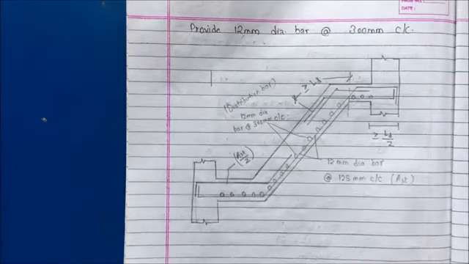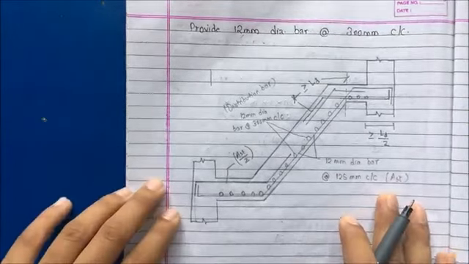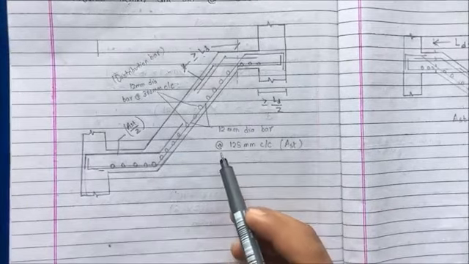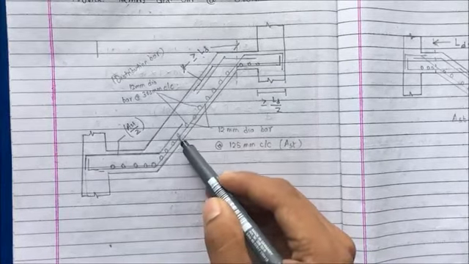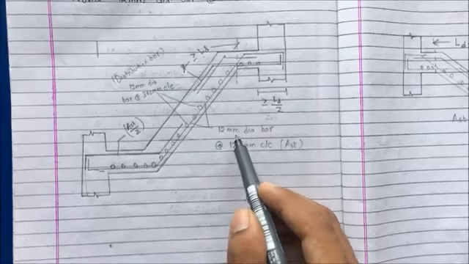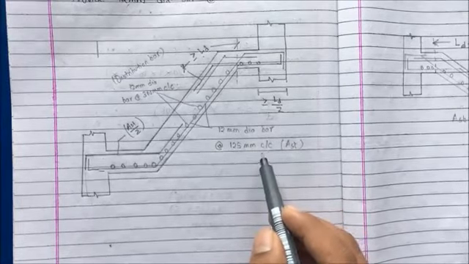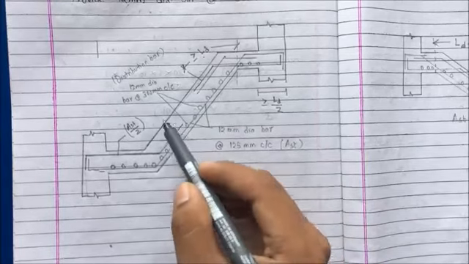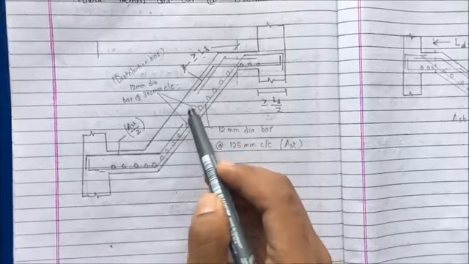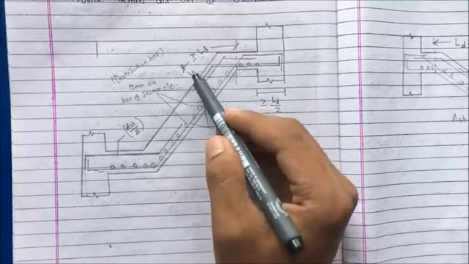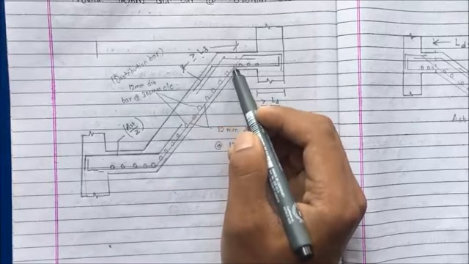The last step, that is the 10th step, is the reinforcement detailing. So these are the reinforcement detailing. The line here represents the main bar, 12 mm dia bar at 125 mm center to center, and above which the distribution bars are provided. This circle represents the distribution bar. Similarly, development length is provided over here.